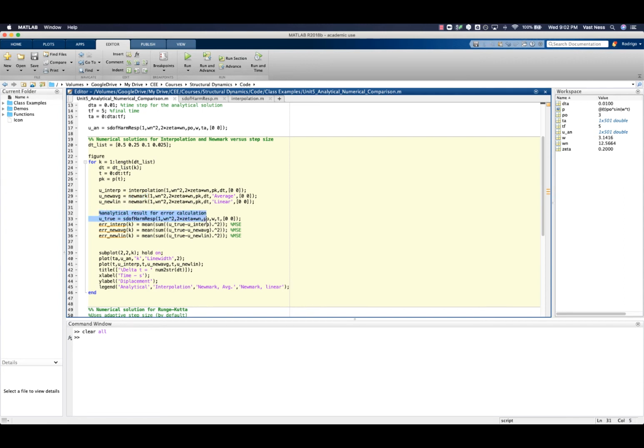And in this code here, I am doing a mean squared error calculation. Notice that I rerun the analytical solution, this time using the time vector which corresponds to the numerical solutions. That way my response points line up in time. And then I am using the same calculation for each to obtain the mean squared error. So let's run this and see what it looks like.